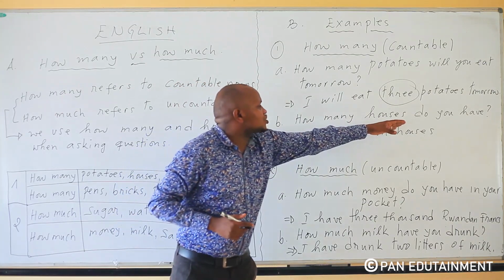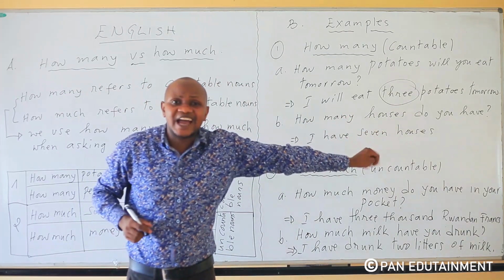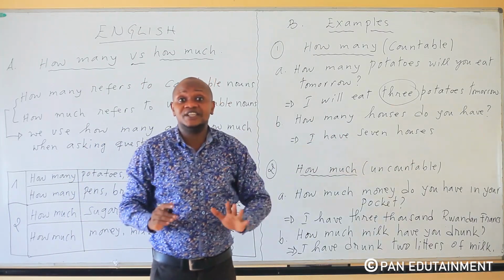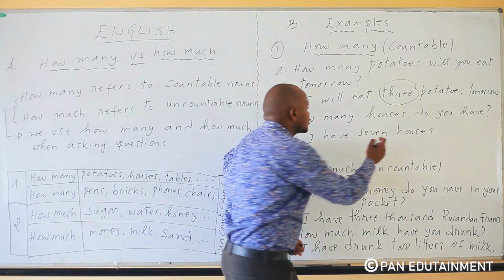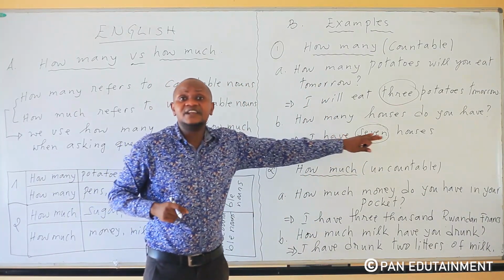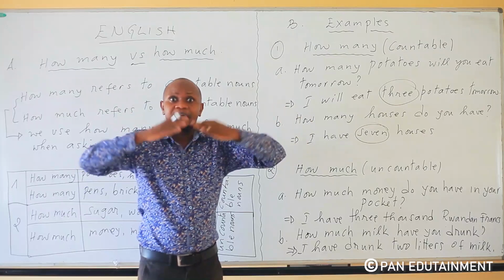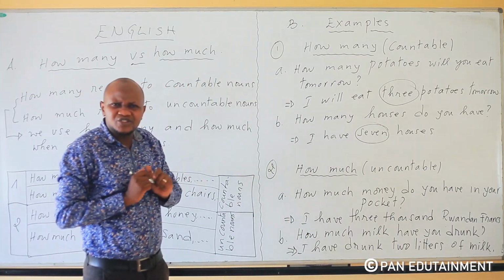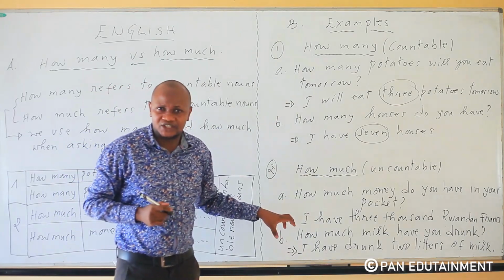How many houses do you have? Ufite inzu zingahe? I have 7 houses. Mfite inzu zirindwi. Icyo gihe urumva ko houses nazo zirabarika because of this number. Kubera uyu mubare karindwi. 7 houses. Wabibara. Wabara amazu ufite. Good. But how much? We are going to see the difference between how many and how much.